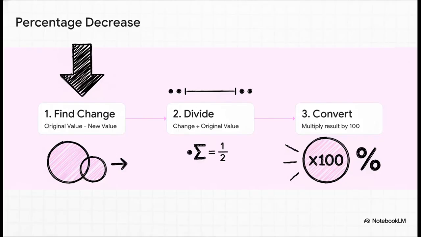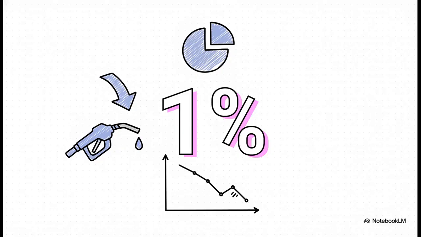Now, does this look familiar? It should. It's the exact same logic. Step 1 is finding the change, but this time we just flip the subtraction to get a positive number. We take the smaller new value from the larger original value. Steps 2 and 3 are totally identical. Divide by the original and multiply by 100. Let's run the numbers for that diesel price. So 66.8 minus 66.1 gives us a change of 0.7. We divide that by the original price of 66.8 and we get a small number, about 0.01. Multiply by 100 and we find out the price of diesel had a 1% decrease that month.